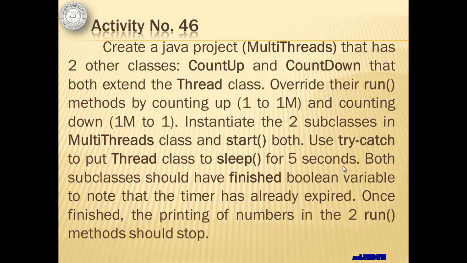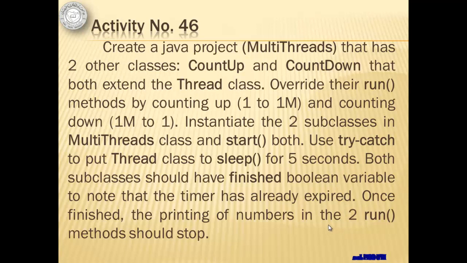For activity number 46, we will create a Java project called Multithreads that has two other classes, CountUp and CountDown, that both extend the Thread class. We'll override their run methods by counting up 1 to 1 million and counting down 1 million to 1. We will instantiate the two subclasses in the Multithread class and start both. We will use try catch to put the thread to sleep for 5 seconds.